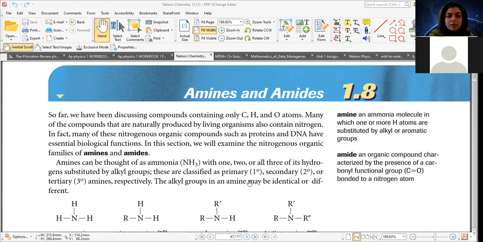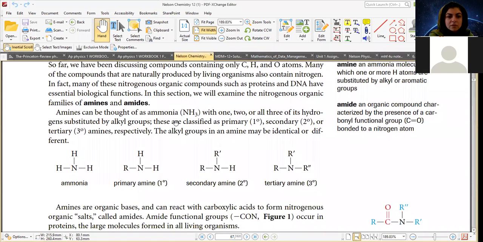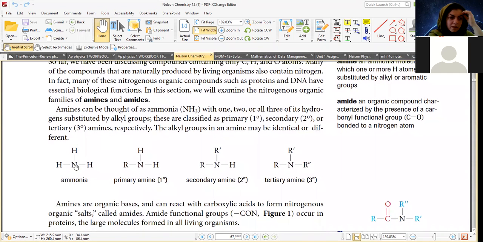Amine and amide. We want to see the naming first. So you already know the ammonia is NH3. A primary amine is when your nitrogen is connected to a chain of hydrocarbon. It's just N connected to one carbon. A secondary amine is when N is connected to two carbons. A tertiary amine, or third degree amine, is when N is attached to three carbons.